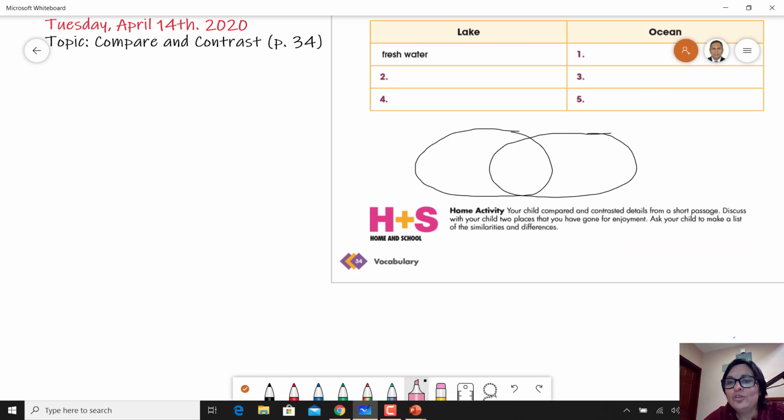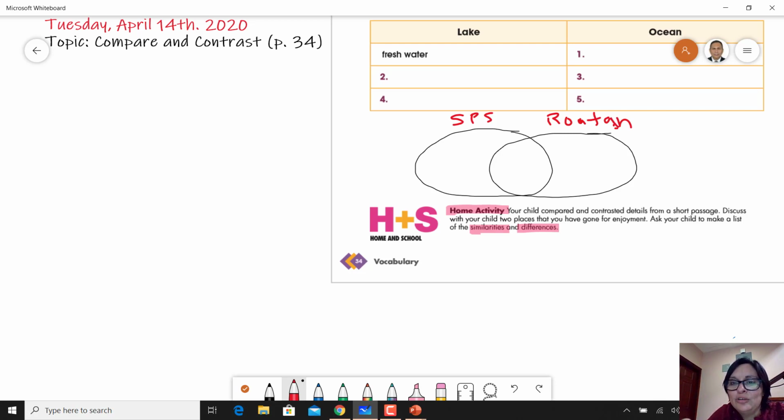Now guys, I want you to do this activity, home activity. It says that you have to look for similarities and differences of two places that you have visited. Okay? So in here, for example, if you have gone to San Pedro Sula, here you are going to write San Pedro Sula, and another place can be, for example, let's say that you have gone to Roatan. Okay? So you are going to write the two places that you have visited.